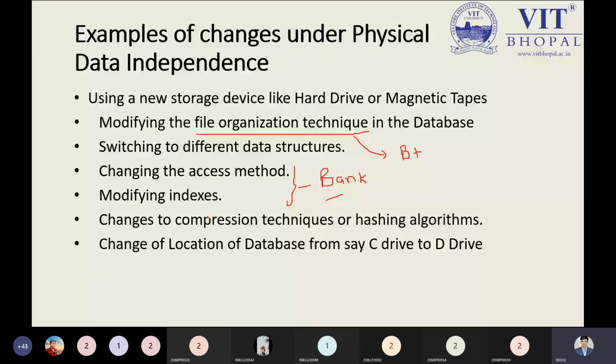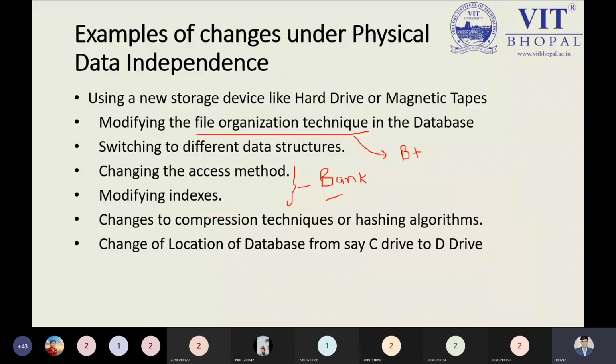So physically, if we are doing any changes, our previous stored information will not be removed. It means it is totally independent. Now, switching to a different data structure. Previously they used a linked list or stack, but nowadays they are using a tree data structure. So will our information be lost? No, whatever changes we make, our information will be as it is.